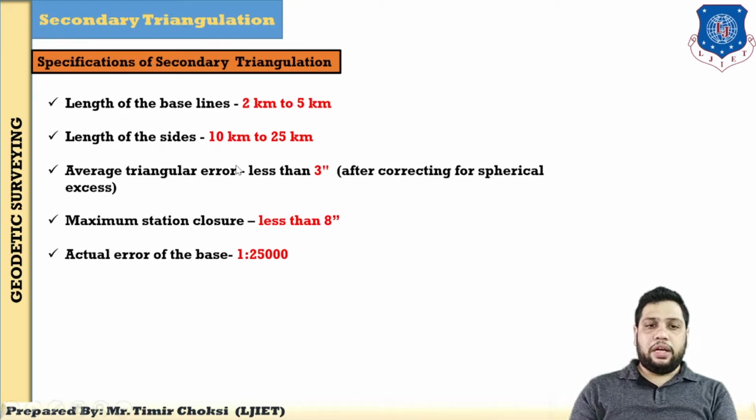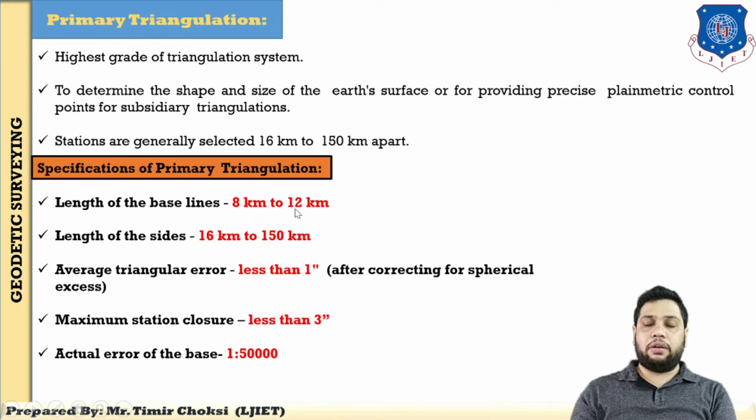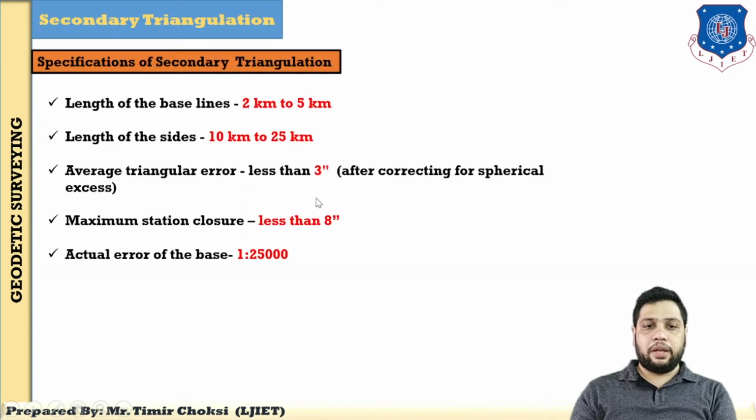Compared to the primary triangulation, all the dimensions are smaller. The length of the baseline is 2 to 5 kilometers; you know that in a primary triangulation it is 8 to 12 kilometers. Length of side is 10 to 25 kilometers. Average triangulation error is less than 3 seconds. Maximum station closure is less than 8 seconds. And the actual error of the base is 1 in 25,000. So these are the specifications of secondary triangulation.